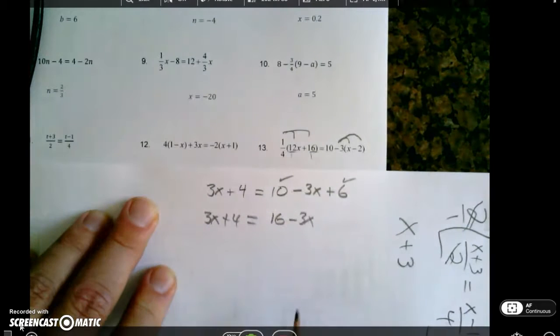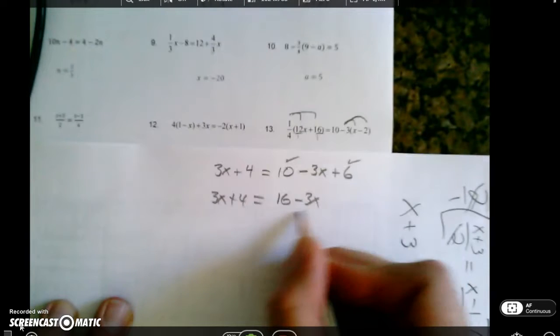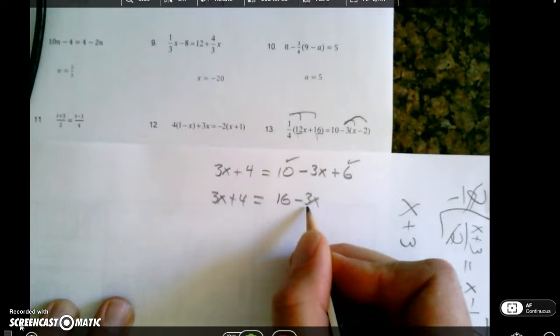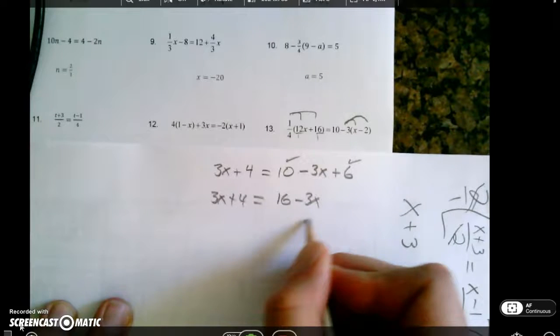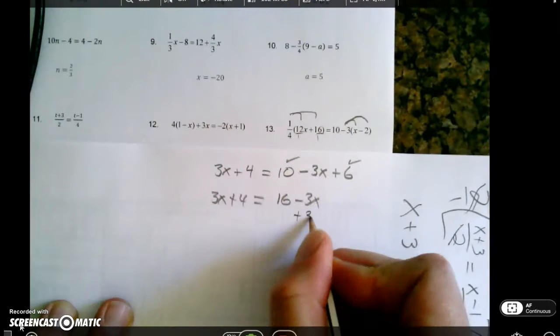Still have variables on both sides, so I'm going to, let's see, how would I get rid of these negative 3x's? I could either add 3x to both sides, or if I want to get rid of these positive 3x's, I could subtract. Well, I like adding better than subtracting, and I'm sure you do too.